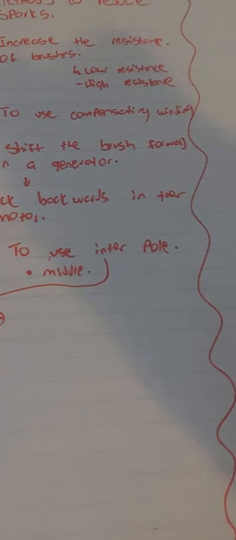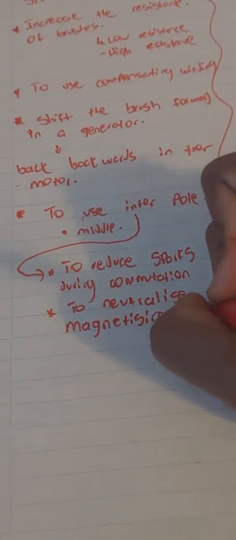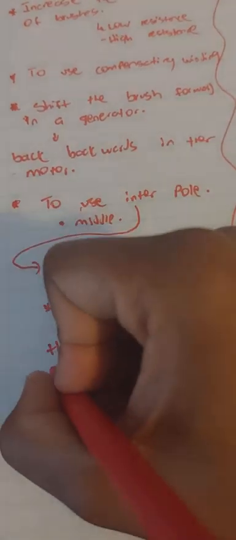And guys, there are functions of interpoles. The first function is to reduce sparks during commutation, and the other is to neutralize the magnetizing effect that causes armature reactions.